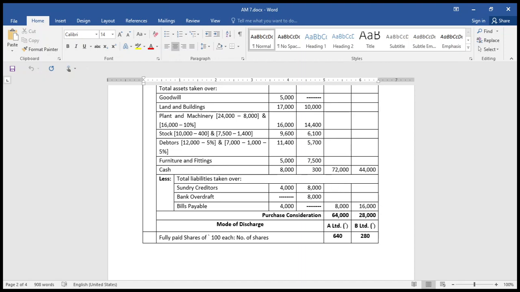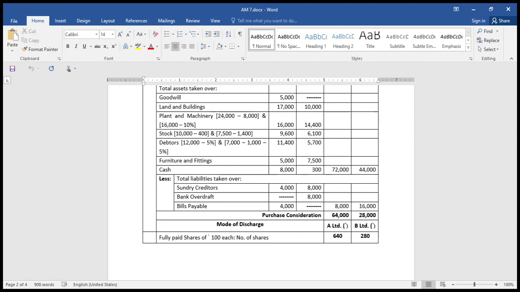So the total net assets will be 64,000 and 28,000, and this net valuation will be considered as the purchase consideration. The difference between the total agreed values of assets taken over less total agreed values of liabilities taken over will be the purchase consideration. So here in the problem, it is specifically given the mode of settlement. The purchase consideration will be settled through the issue of fully paid shares of rupees 100 each.